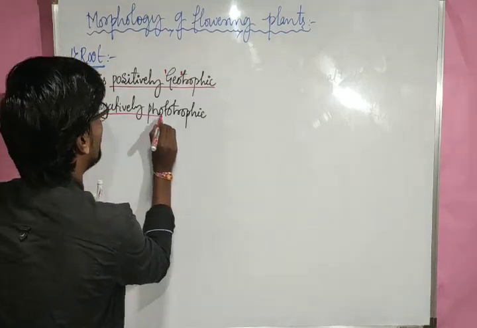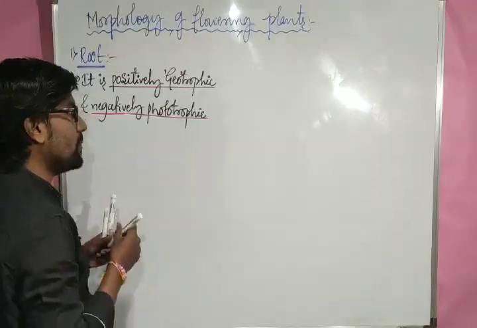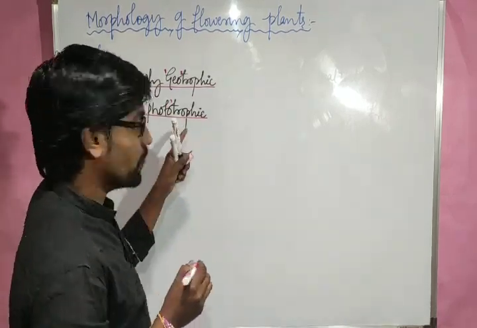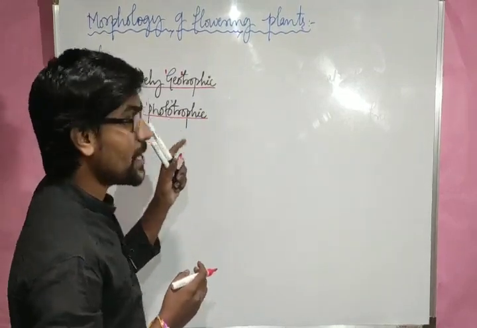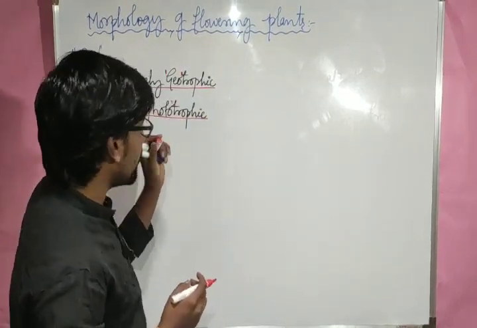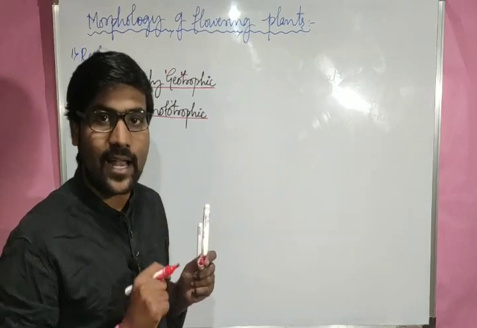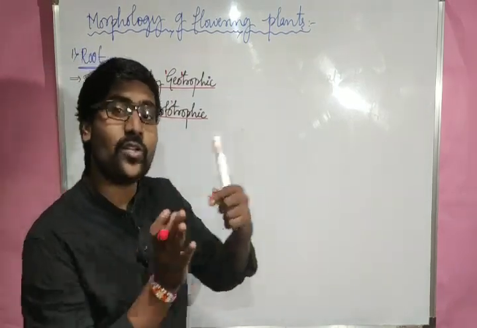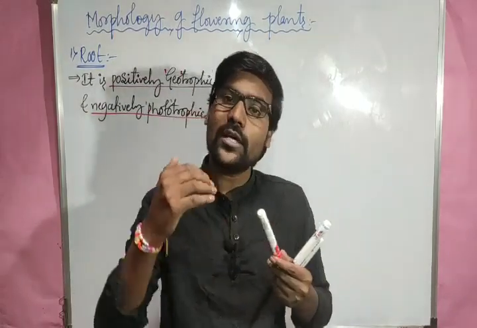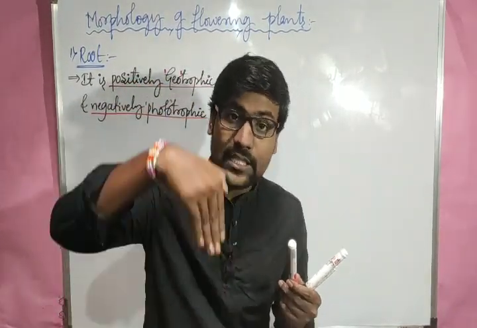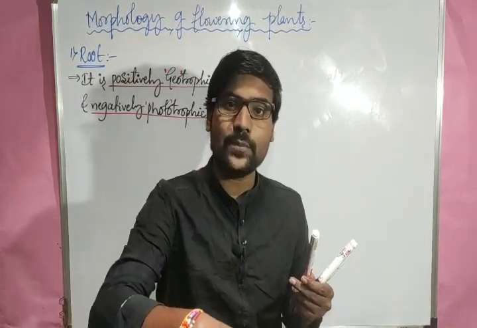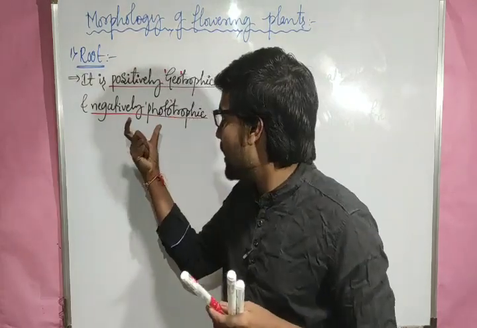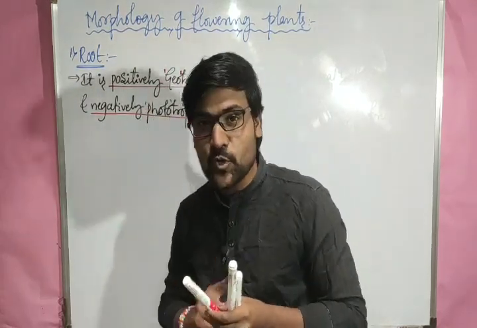But negatively phototropic. Photo means light. Which light here? Sunlight actually. Tropic means movement. So phototropic means movement towards sunlight. But here it is negatively. Negative means opposite. So the root, if it is moving towards the ground, into the depth, it is moving away from the sunlight. So it is negatively phototropic, positively geotropic.